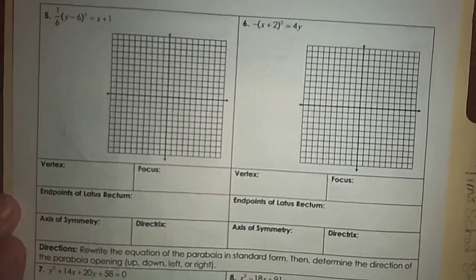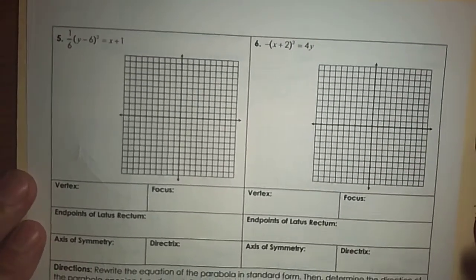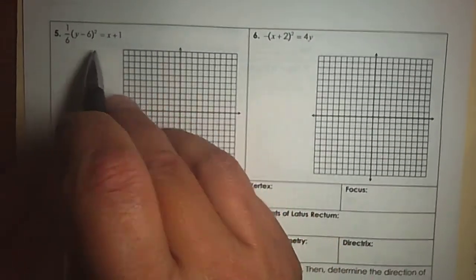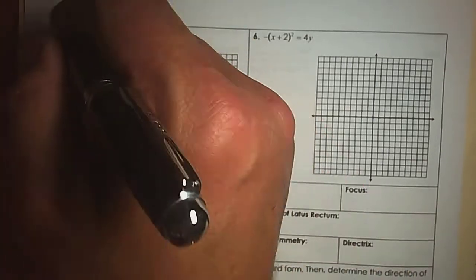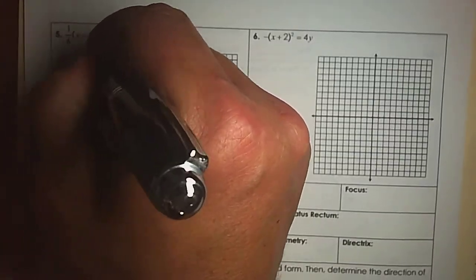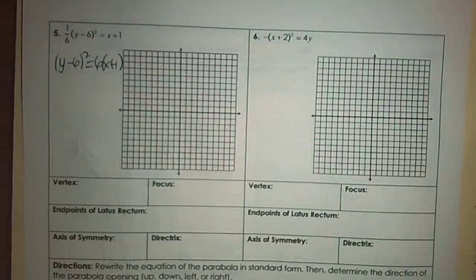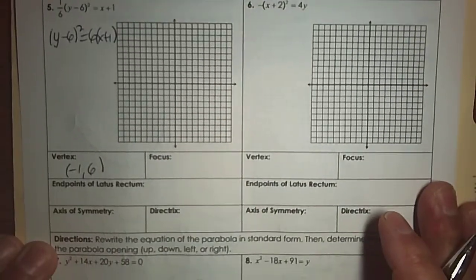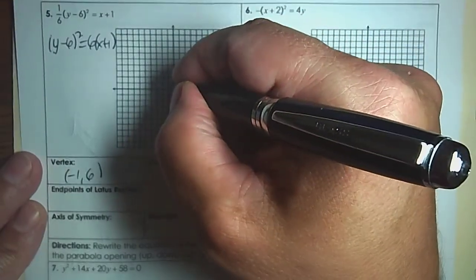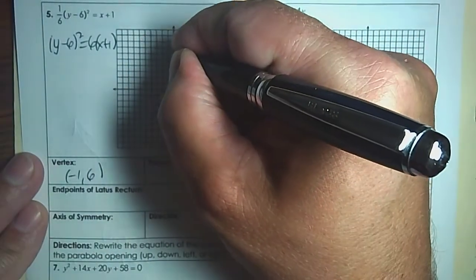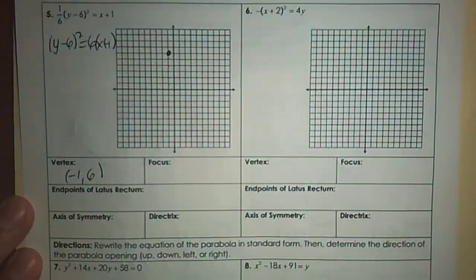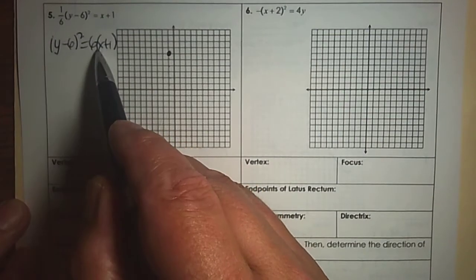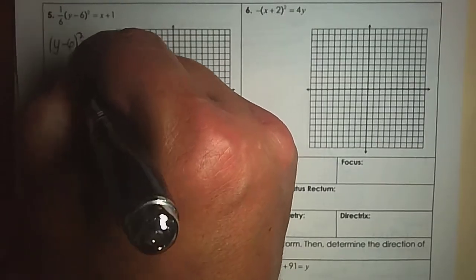2 more to graph. Step 1, is this in the right form? No, I need to undo the 1/6. So to do that, I'm going to multiply both sides by 6, and now it's good. Step 2, what's the vertex here? So it's at (-1, 6). So go to your graph, (-1, 6). There's your vertex. What direction does this go, the parabola? Because y is squared and it's positive, that means it's going to the right.